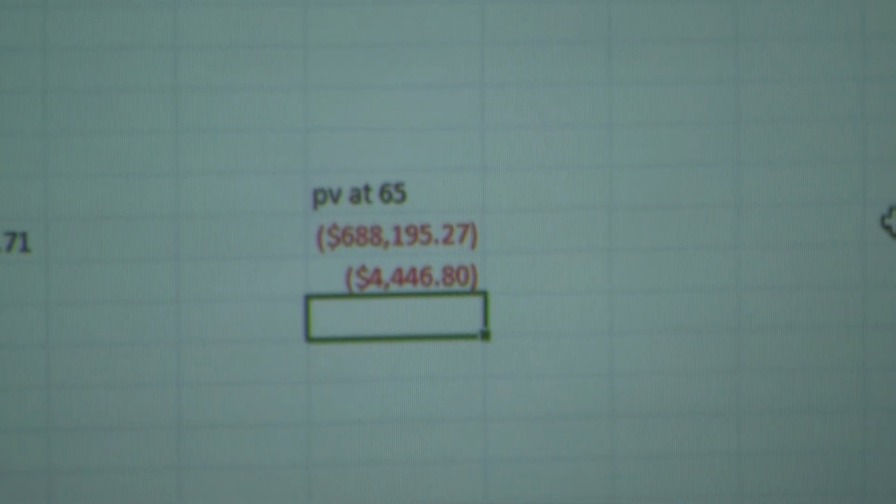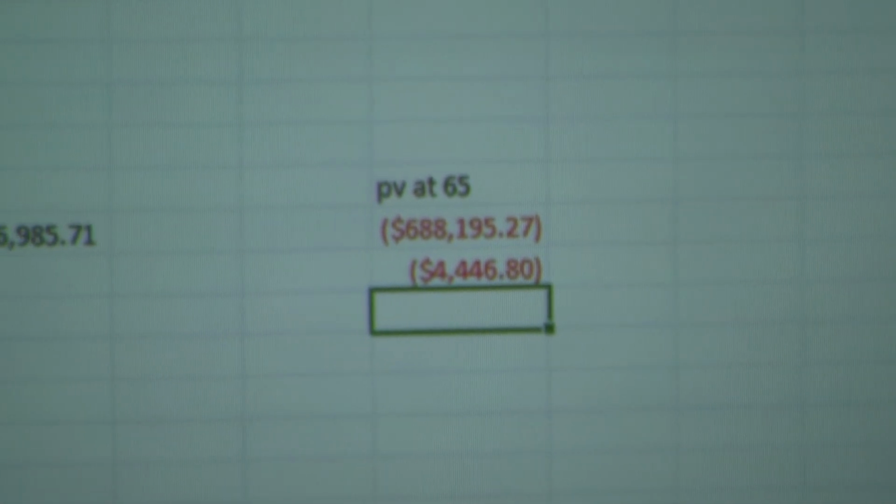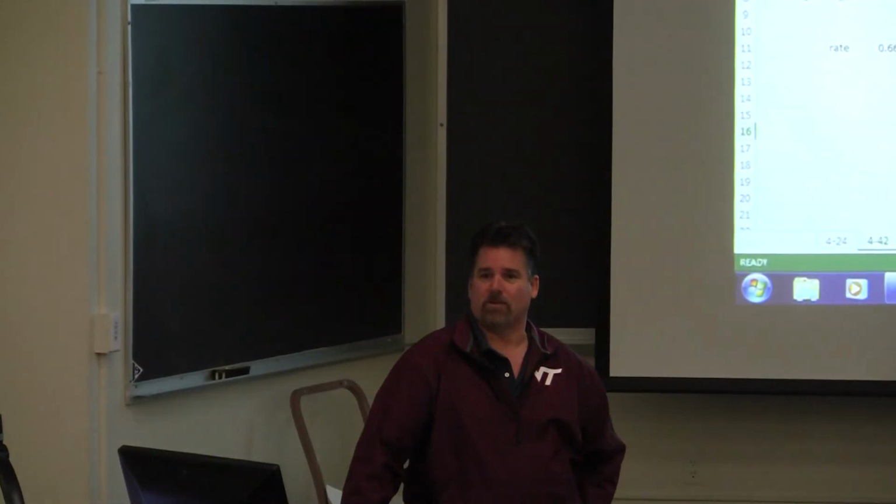That tells me that if I invest $4,446 every year for 40 years, then I will meet my goal. So is that an attainable goal at a roughly $60,000 a year salary?